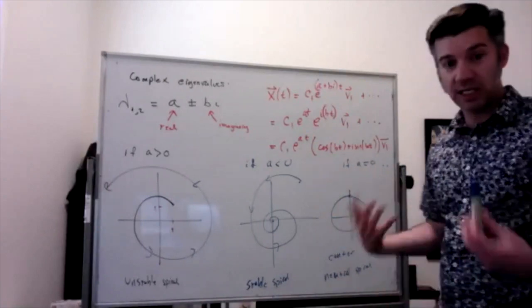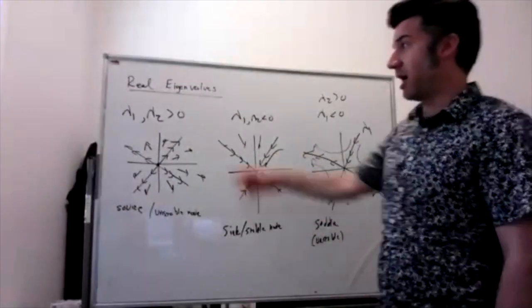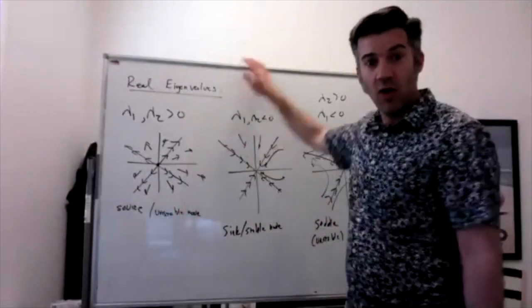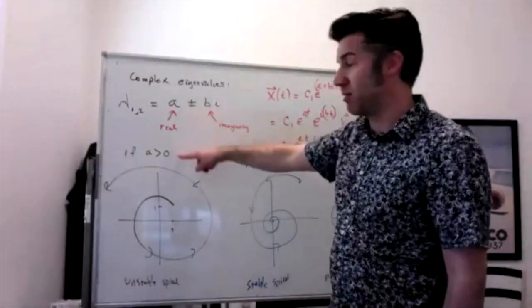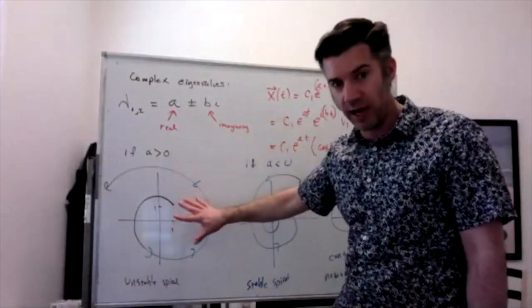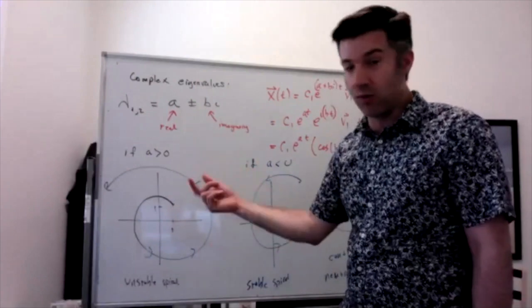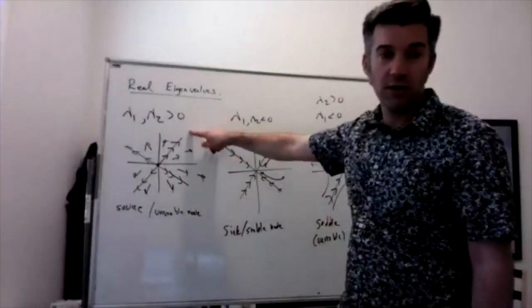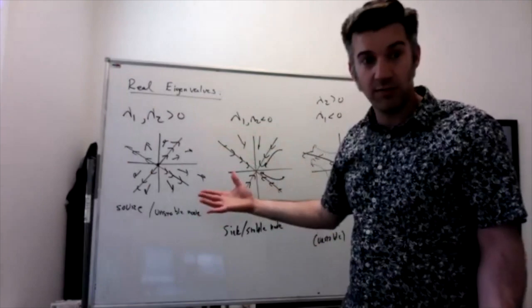So we have 6 things. Eigenvalues both positive: unstable. Or if it's complex, the real part can be positive and it's an unstable spiral. But I want to point out that the real part being positive, whether it's complex or just real, means instability.